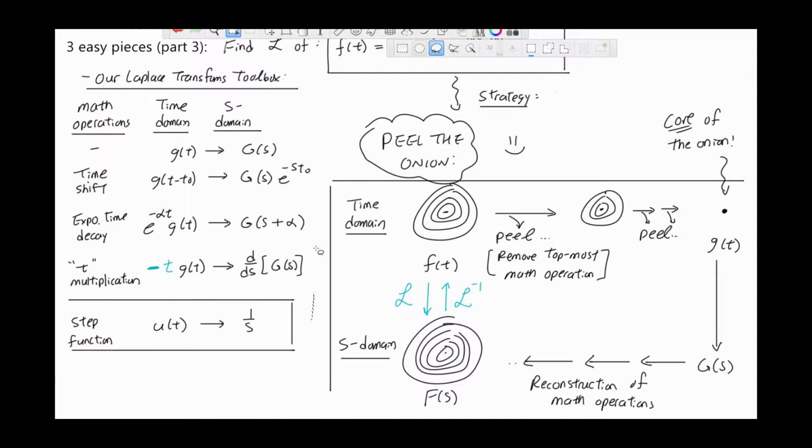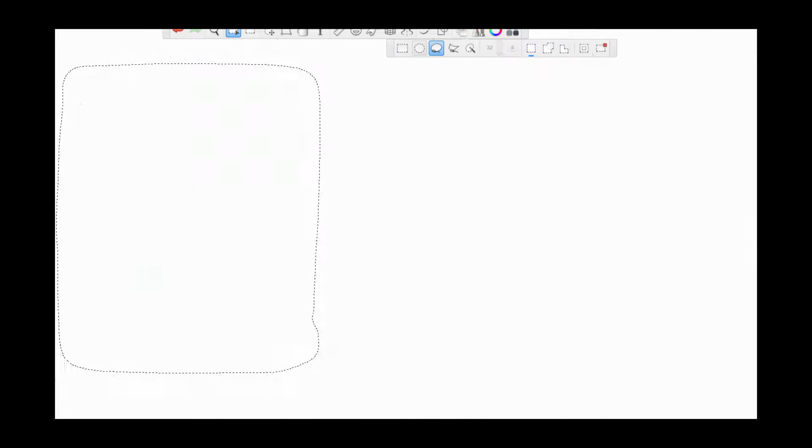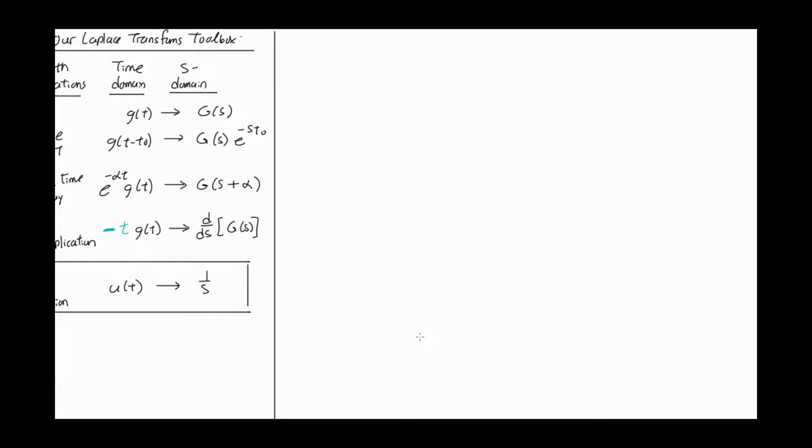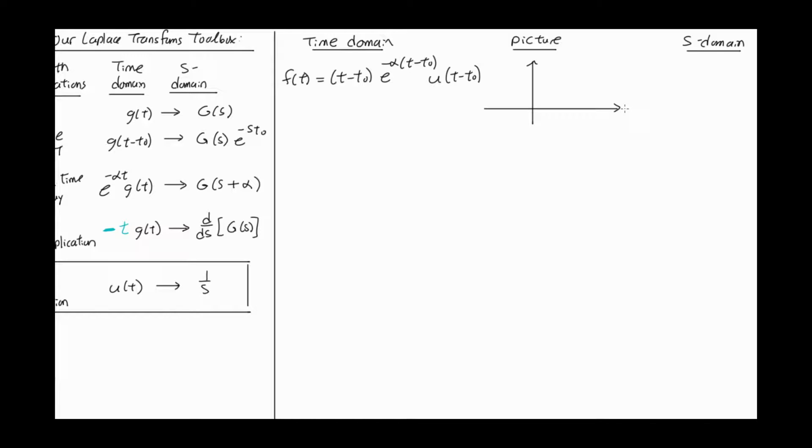Okay, so we're going to cookie cut out our Laplace transforms table, paste it onto a new page, and move the paper to the left a little bit, and let's start. We're going to keep track of 3 things: the time domain expression, a picture of the time domain, and the s domain expression. So let's write down f of t. It's going to be (t minus t naught), e to the negative alpha (t minus t naught), times the step function u(t minus t naught).